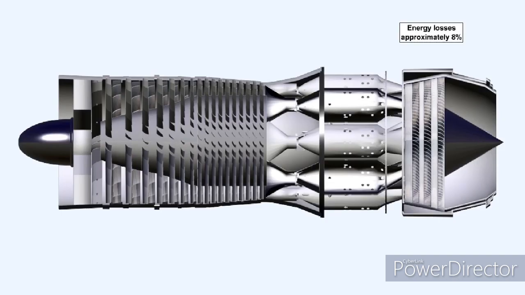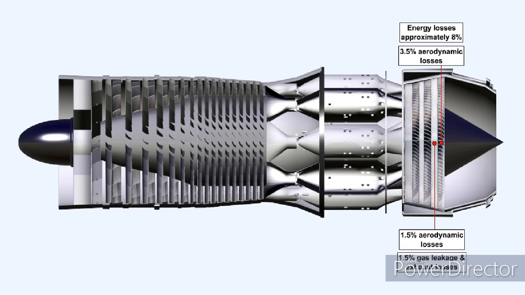The turbine is a very efficient mechanical device. Nevertheless, it does suffer losses during its operation. On average, the energy loss in the turbine is about 8%. This 8% is comprised of approximately 3.5% from aerodynamic losses in the turbine blades and 1.5% aerodynamic losses in the nozzle guide vanes. The rest is divided fairly equally between gas leakage over the blade tips and exhaust system losses.